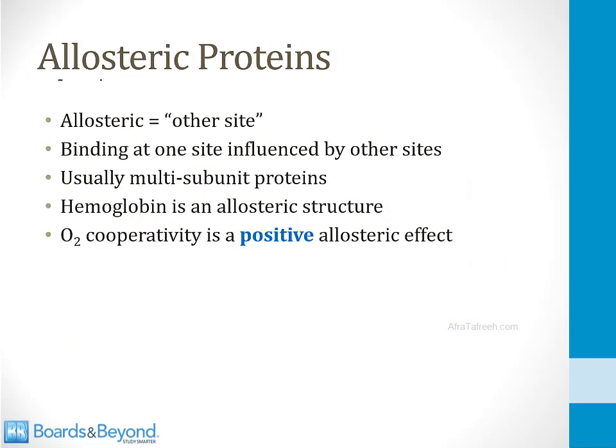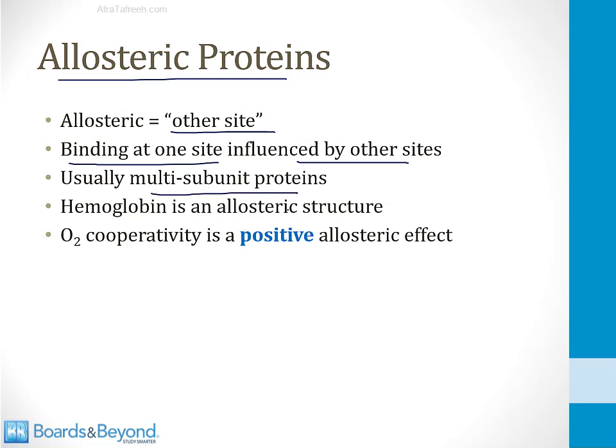Hemoglobin is an example of an allosteric protein. The word allosteric means other site. So allosteric proteins are proteins where binding of a substrate at one site changes the likelihood of binding at other sites. Most allosteric proteins are multi-subunit proteins like hemoglobin, which is made up of 4 proteins.